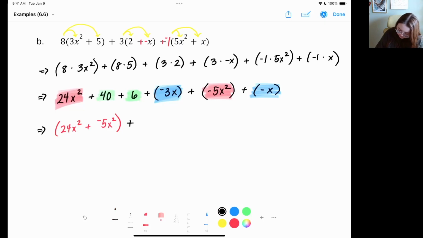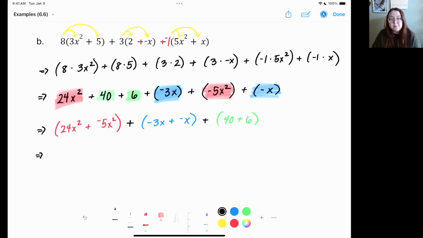We have plus our next group. Now, typically when we put these groups, we go in decreasing exponential order. So x squared starts, then we would have x, and then we would have our plain numbers at the end. That is typically how we format it. Although if you don't format it exactly the same, it is still correct. It's just not typical. That's the difference. So we're going to write our x terms next. That is negative 3x plus negative x. Then lastly, we have our numbers just by themselves. We have 40 and 6.